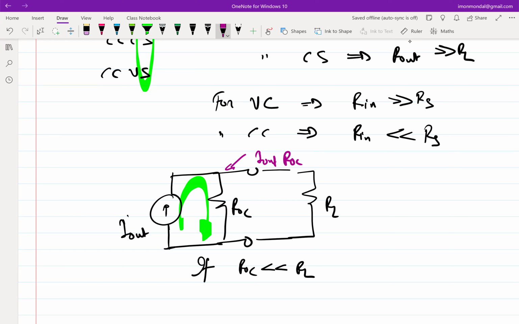Correct. If ROC is much lesser than RL, all the I out will try to flow into ROC, and it will create a voltage I out times ROC, and that is independent of RL. So that essentially is the voltage. Again, sometimes we get fooled into thinking that if a topology is drawn like this, it is meant to be a current source. Not necessarily. It's meant to be whatever it is meant to be.